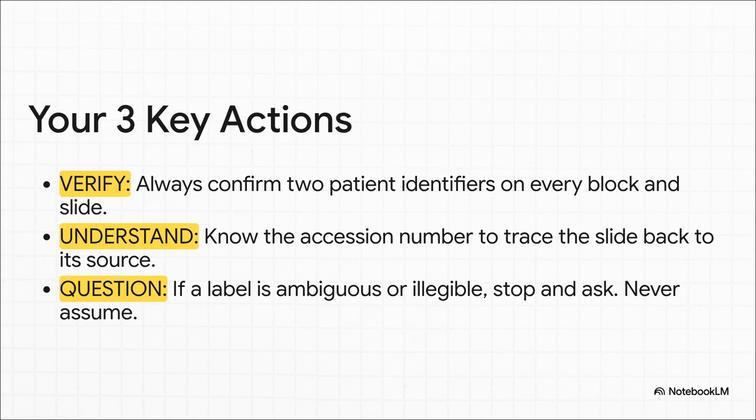Second, understand. Know what that accession number means so you can mentally connect it back to the right patient, the right report. And most important of all, question. If anything looks off, a smudged label, a missing number, just stop. Don't move forward. Ask for clarification. Never, ever assume it's correct.